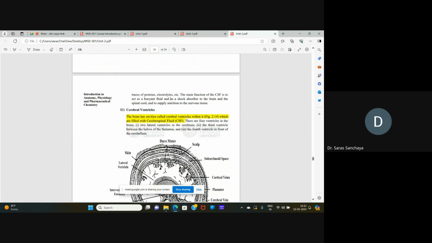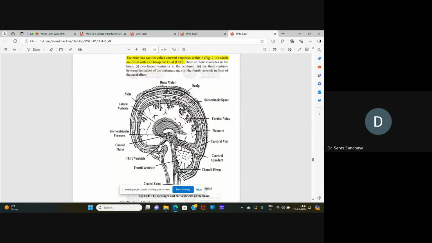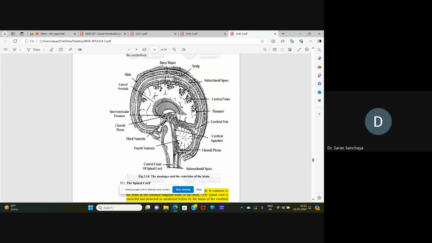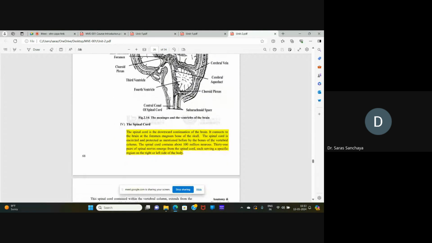Cerebral ventricles. The brain has cavities called cerebral ventricles which are filled with cerebrospinal fluid. So there are the lateral ventricles, interventricular foramen, third ventricle, and fourth ventricle. Then we come to the spinal cord.